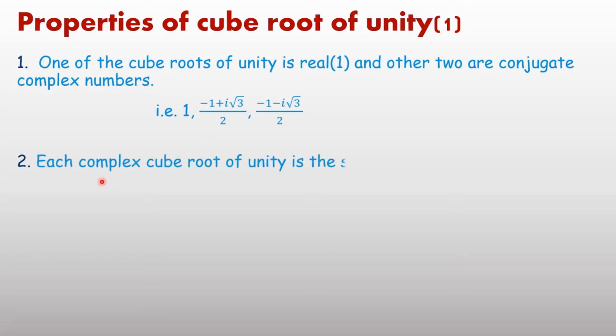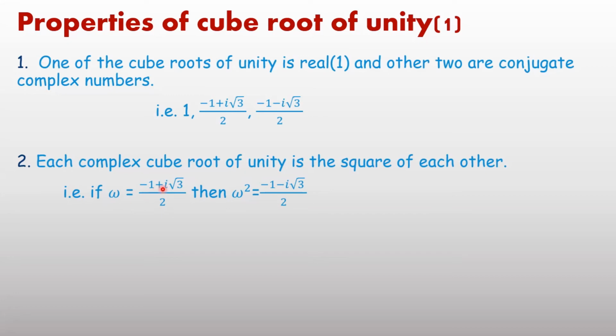Second property of cube roots of 1: each complex cube root of unity is the square of the other. That is, if we take omega equal to minus 1 plus i root 3 upon 2, then omega square will be minus 1 minus i root 3 upon 2. You can verify it. Or if you take omega equal to minus 1 minus i root 3 upon 2, then omega square you will get minus 1 plus i root 3 upon 2. It implies complex cube roots are squares of each other. This is the second property.